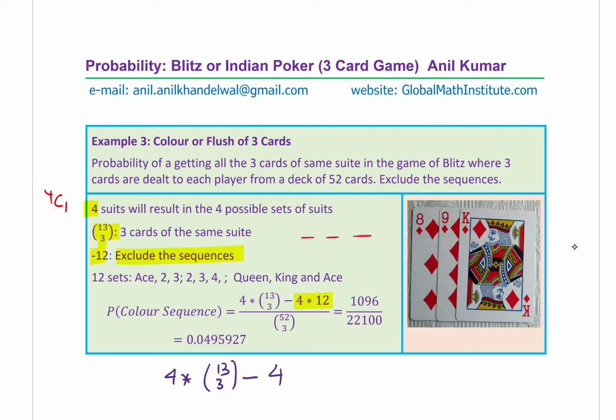Right? And then we could take 4 common. What I'm trying to say is minus 12, and then we could take 4 common. We could write like this also, correct? Because there are 4 suits.